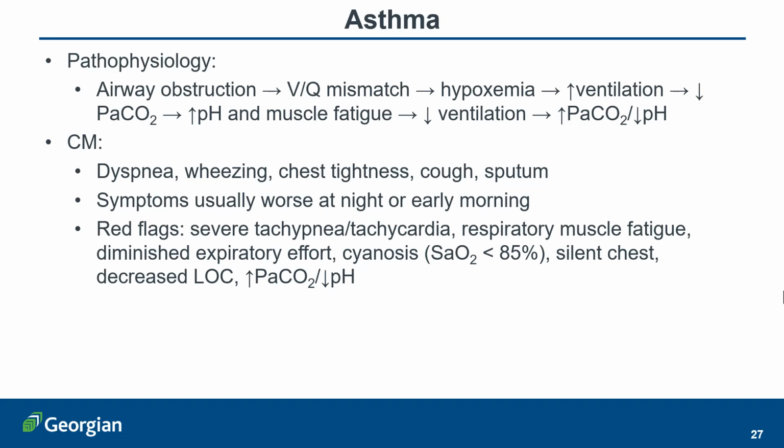So what are the red flags for asthma? It's when severe tachypnea and tachycardia develop. So now the acute exacerbation hasn't abated, perhaps the inhalers haven't started working properly, or for whatever reason, the acute exacerbation of asthma hasn't resolved itself. Consequently, respiratory muscle fatigue sets in, there's diminished respiratory effort, and now hypoxemia, resulting in cyanosis, develops.